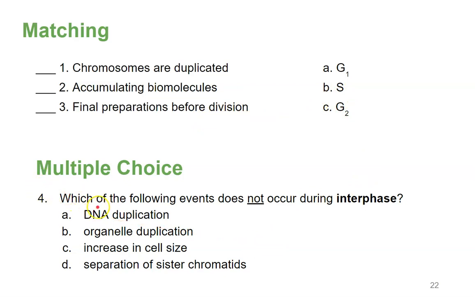Let's answer this question down here. Which of the following events does not occur during interphase? What do you think? Should be letter D, right? So separation of sister chromatids occurs in the mitotic phase. So DNA duplication occurs in S phase of interphase. Organelle duplication occurs in G2 of interphase. And increase in cell size occurs in G1 of interphase.